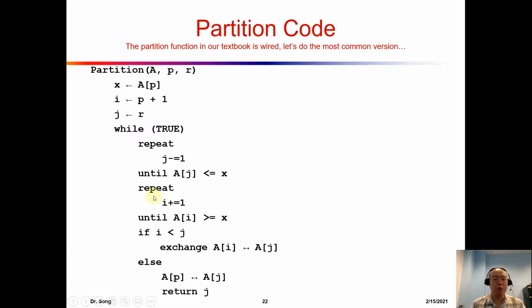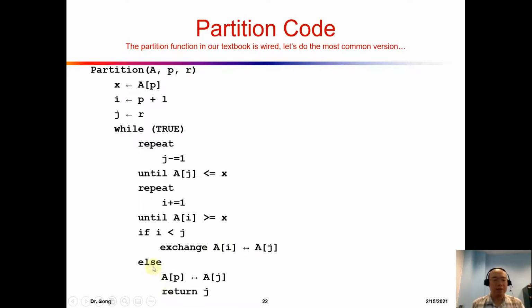And then we want to repeat the A plus 1 until we find an AI which is greater than the pivot. So now we have a pair of those values. So hopefully I is still smaller than J, so we want to do a swap. If I is smaller than J, we want to exchange those two values.